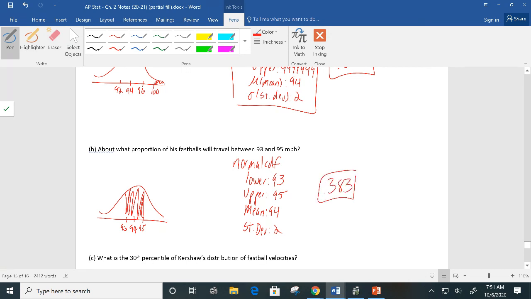It is crucial that you include this part. If you just have an answer of 0.383 with no work, you will not receive any credit. You have to show work.